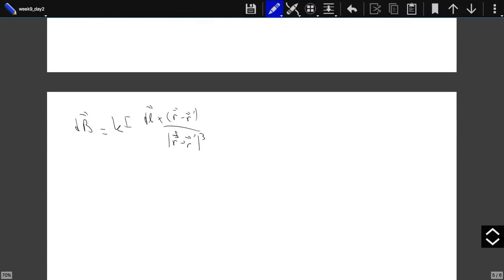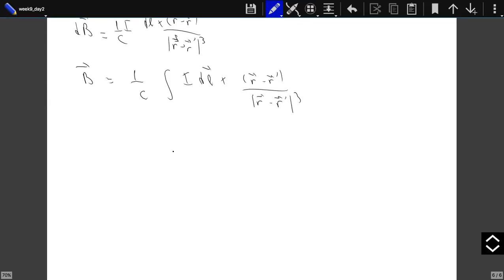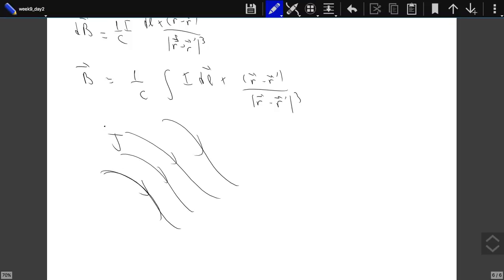Now let's get this one. From here we can say that B is equal to K times the integral, where K is 1 over c, times I dl cross (R minus R prime) divided by the magnitude of R minus R prime cubed. Well, let's consider a region of space where we have some J. It's not just an infinitely thin wire, but some charge distribution.